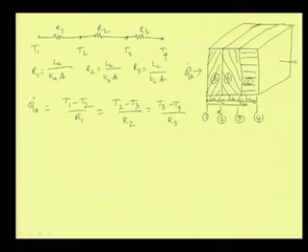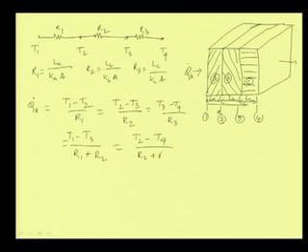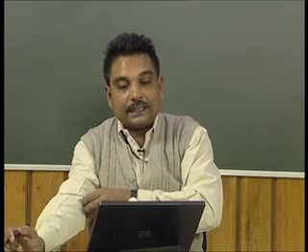Also, it can be equal to (T1 minus T3) by the summation of the two resistances, R1 plus R2. This can also be equal to (T2 minus T4) by R2 plus R3. This can also be equal to (T1 minus T4) by R1 plus R2 plus R3. So, under steady state situation, these are all valid.